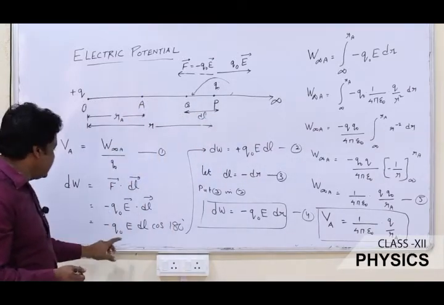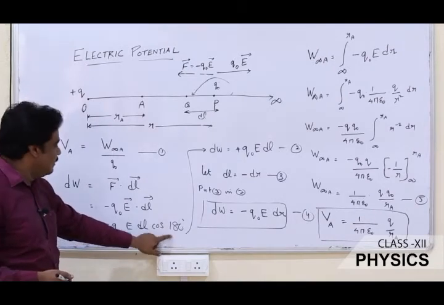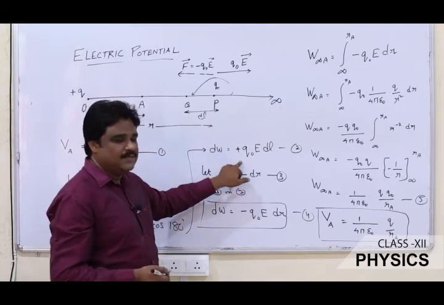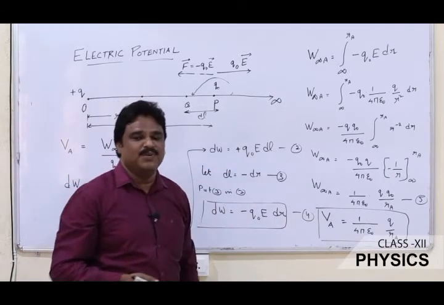So I am going to mark it as Q naught E dl cos 180. You know cos 180 is minus 1, that minus and minus leads to plus. So ultimately I am going to get dw is plus Q naught E dl. Mark it as equation number 2.